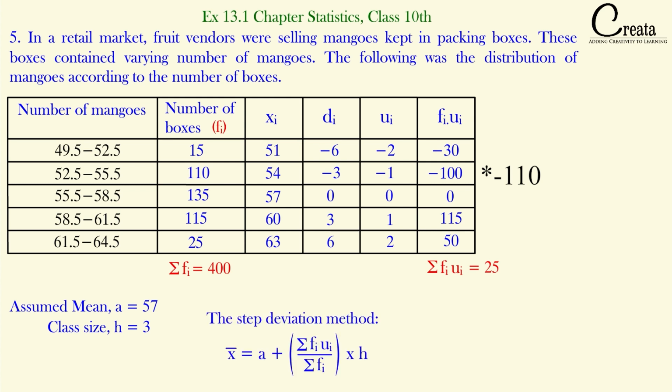Let's use the formula of step deviation method. Here A is 57 and H is 3. Let's put the value. Let's solve it. We got the mean, that is mean number of boxes as 57.19. That is the answer of the question. And next part, why we have used this? To get the calculation easier. Okay, nothing special. So we have done with this question. Let's move to next question.